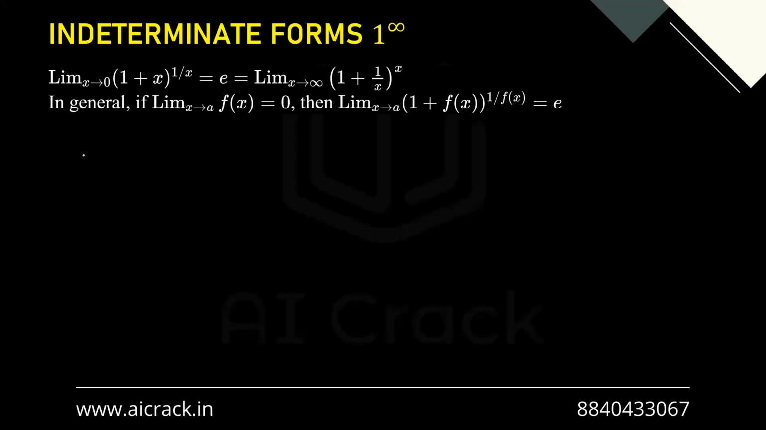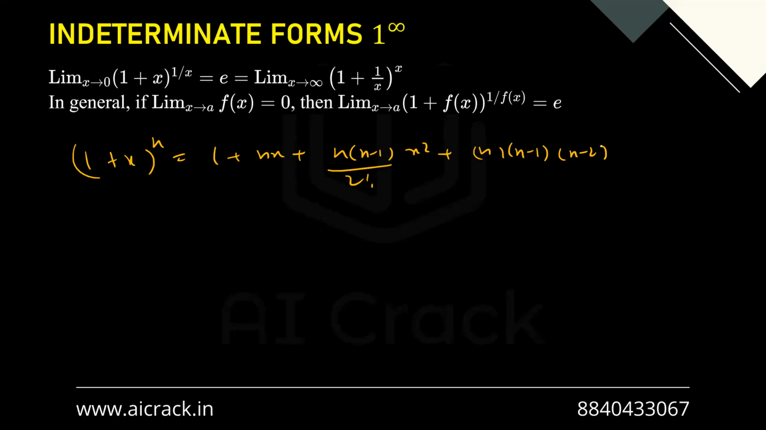Now, if we talk about the general expansion (1 + x)^n, the general expansion, not the binomial one, it would be 1 + nx + n(n - 1)/2! x^2 + n(n - 1)(n - 2)/3! x^3 and so on till infinity. Okay, this keeps on going.